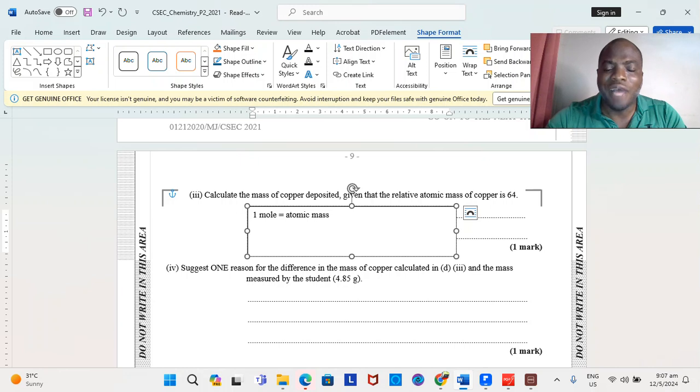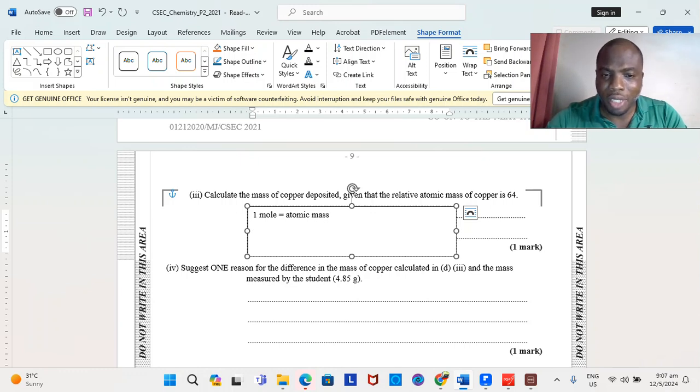Elements are made up of atoms, so we use atomic mass. And we find the atomic mass on the periodic table. Copper falls out of the 20. So in this case, what CXC did was to provide you with the atomic mass right here.